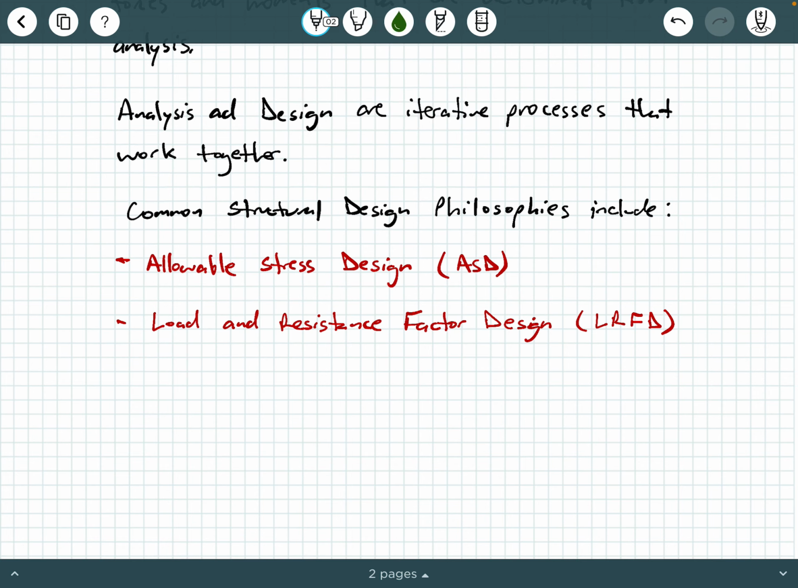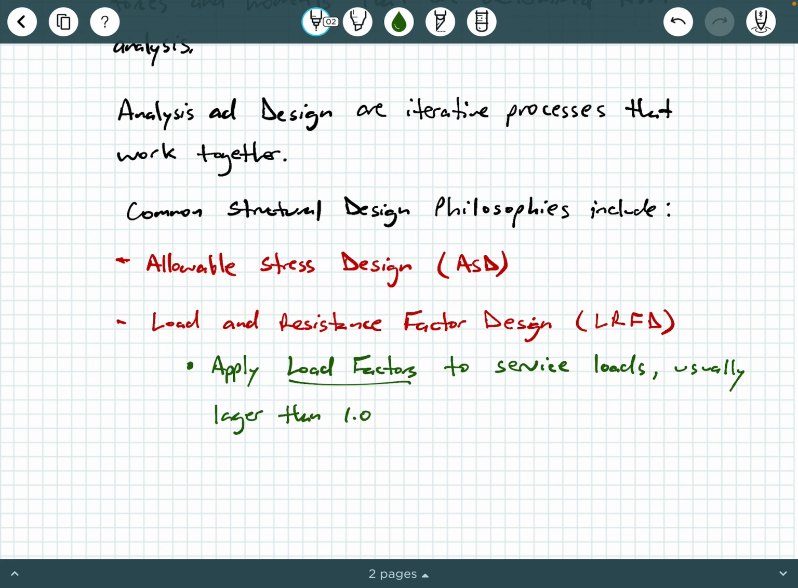So in LRFD, we typically apply load factors, which are applied to service loads. Service loads are the loads that are directly acting on a structural system. And these load factors are usually larger than 1.0, okay? So what we do is we have these load factors that are larger than 1.0 that we apply to the expected loads acting on a structure, and we increase them, we magnify them. So these are called load factors, okay?